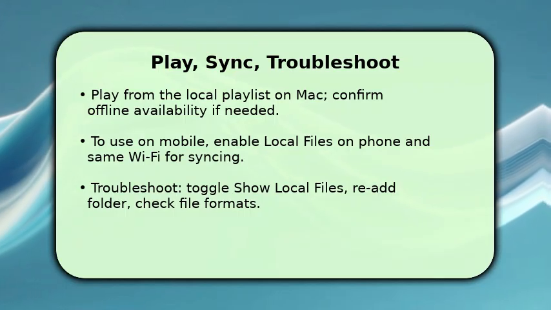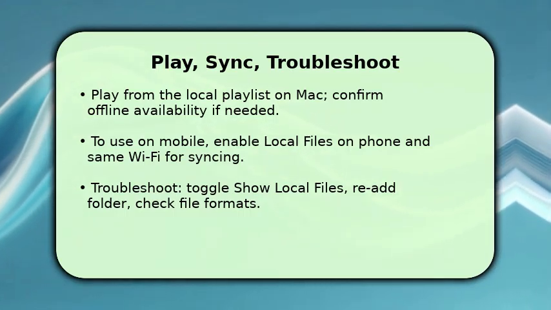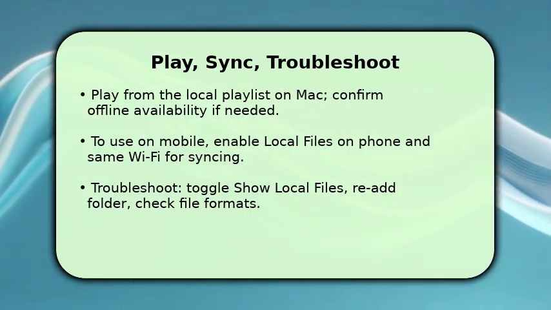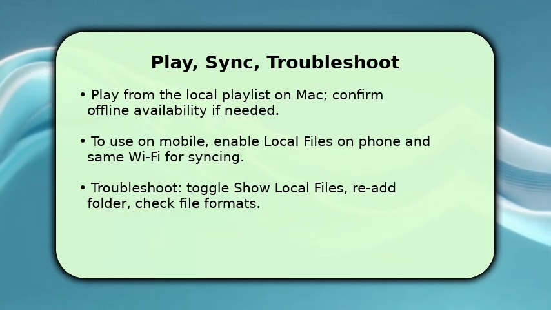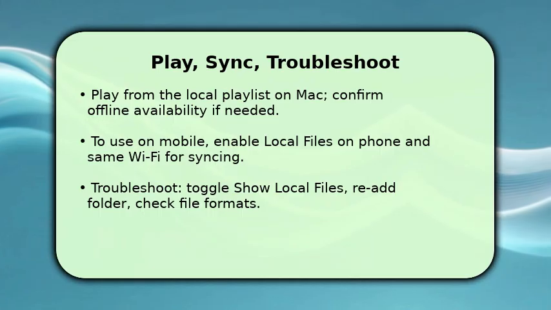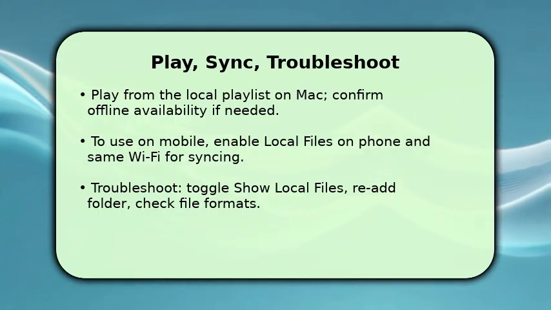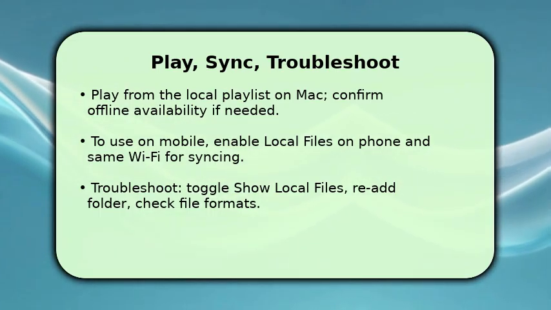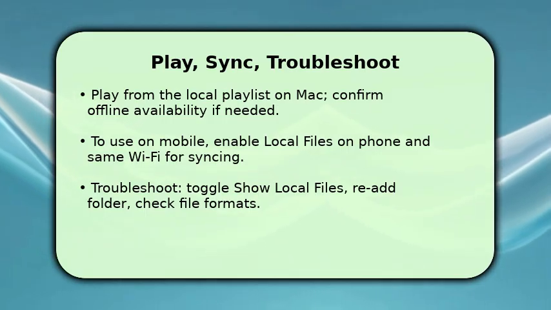Both devices use the same Wi-Fi, and you download the playlist for offline use. If tracks won't play, check that files are MP3, M4A, or supported formats, then toggle Show Local Files off and on to force reindexing. If problems persist, re-add the source folder and restart Spotify.